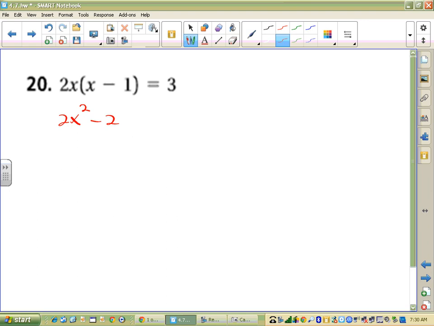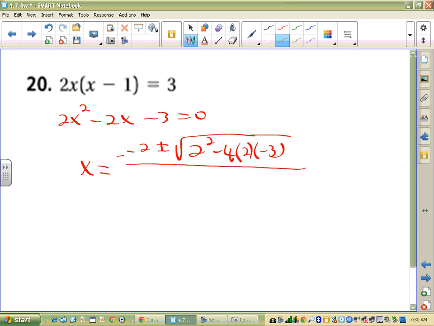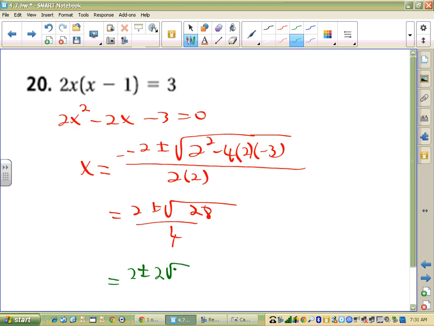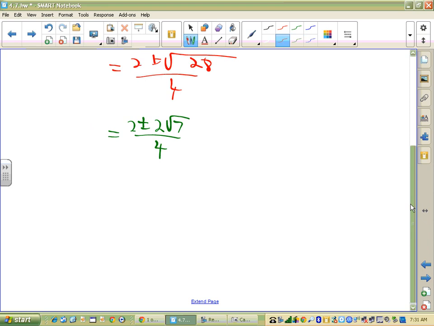2x squared minus 2x minus 3 in standard form. So this one we get negative 2 plus or minus square root of 2 squared minus 4 times 2 times negative 3, all over 2 times 2. So we get 2 plus or minus the square root of 4 plus 24, which is 28 under the square root, over 4. So on this one we get 2 plus or minus 2 rad 7 over 4. And this is the one where we did have to simplify. This 2, this 2, this 4 are all divisible by 2, so this becomes a 1 and a 1 and a 2. So our final answer here is 1 plus or minus the square root of 7 over 2.